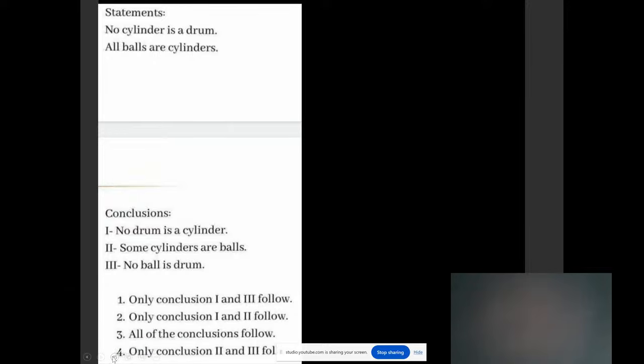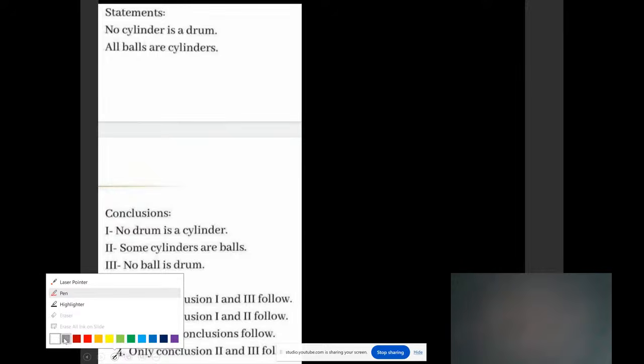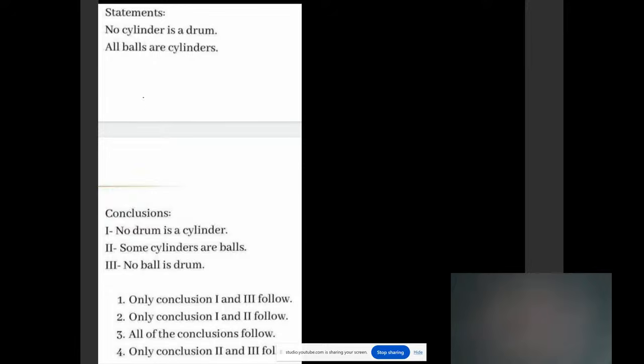If anyone got the answer, you can comment it. Option 3. Okay, let us check. No cylinder is a drum. I'm taking cylinder and drum separately. No cylinder is a drum.